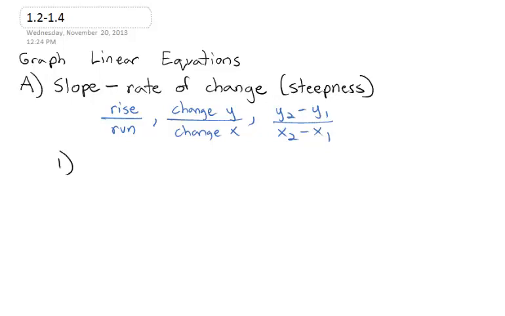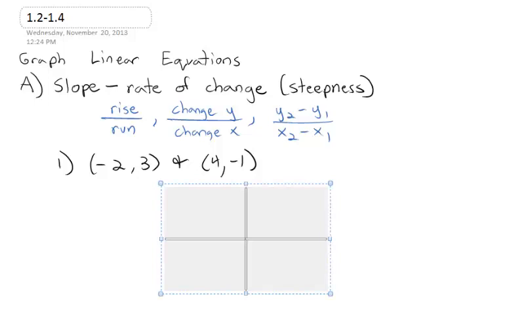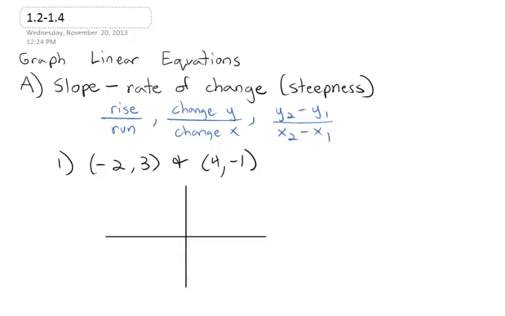So for example, if I've got these two points, (-2, 3) and (4, -1), and we wanted to find the slope between those points, we can go about it a couple different ways. One way we can go about it is to actually graph them. So I'm going to attempt to graph these points. I have the program give me a nice coordinate plane here.